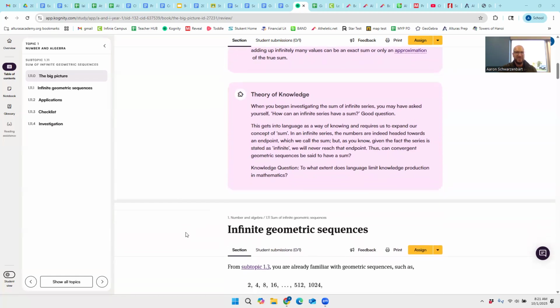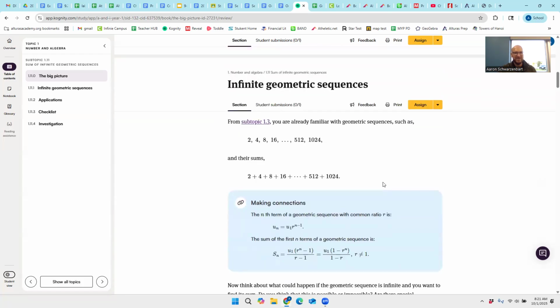TOK connection. When you began investigating the sum of infinite series, you may have asked yourself, how can an infinite series have a sum? Good question. This gets into language as a way of knowing, which requires us to expand our knowledge of the concept of sum. Infinite series head towards an endpoint, and they are either convergent or divergent. Convergent meaning your ratio's getting small, has to be between 1 and -1. And divergent means no, there will not be an infinite sum.